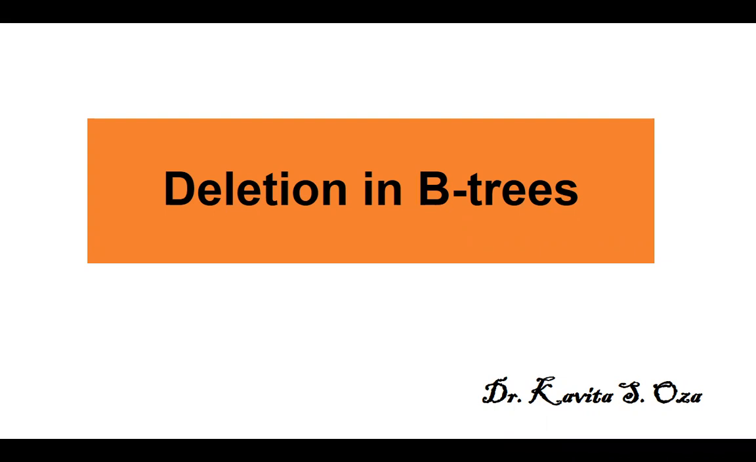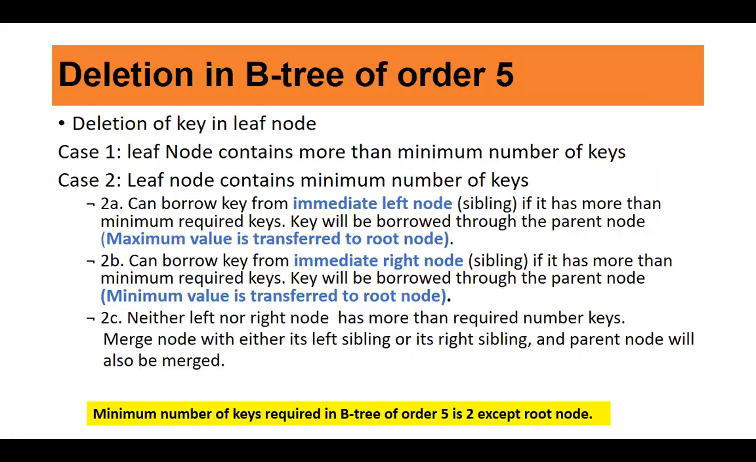But in case of deletion, we have many cases, unlike in case of binary search tree. Here also we have cases whenever you're deleting a key in the leaf node or whenever you're deleting a key in an internal node. So let us look at it with an example. Okay, so first we'll look at deletion of a key in a leaf node.